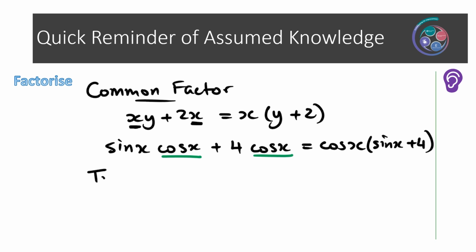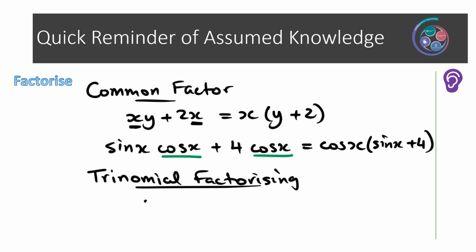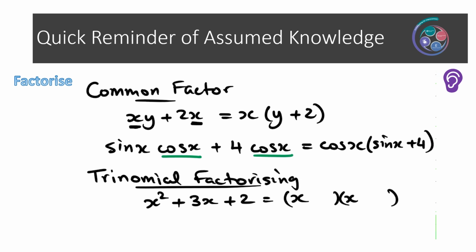And then the other type that we're familiar with is trinomial factorising. Now if you can remember what that is, brilliant. If not, it's a question along the lines of x squared plus 3x plus 2, which factorises into x times x for x squared at the start, 1 times 2 for the 2 at the end, and they're all positive, so x plus 1 and x plus 2.